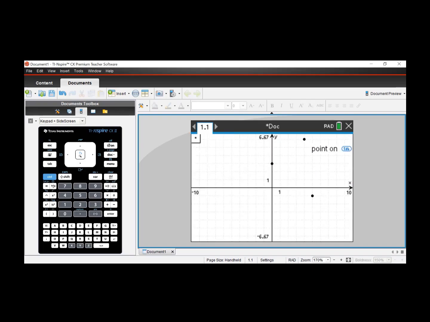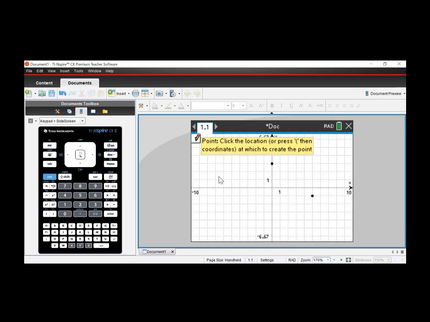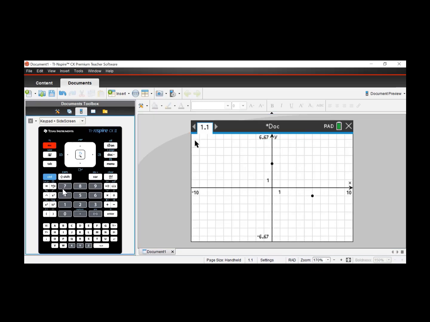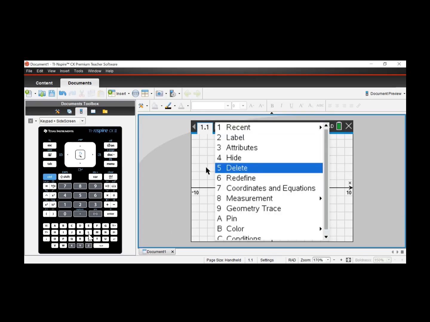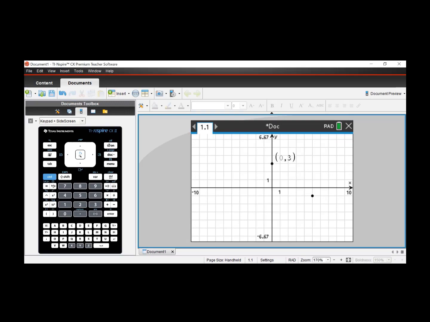Now I want to stop drawing points, but this symbol is still here. So we're going to hit Escape until that symbol goes away. Now I can do something else. If you want to check these coordinates, because sometimes it's not exactly where you want, you point at it. Now I'm on a computer, so I'm going to right click. You want to hit Control Menu, okay, so it's Control and then Menu, and you're going to hit Coordinates and Equations, and it's going to show you the coordinates of that point. And I'm just going to grab it and move it out of my way.